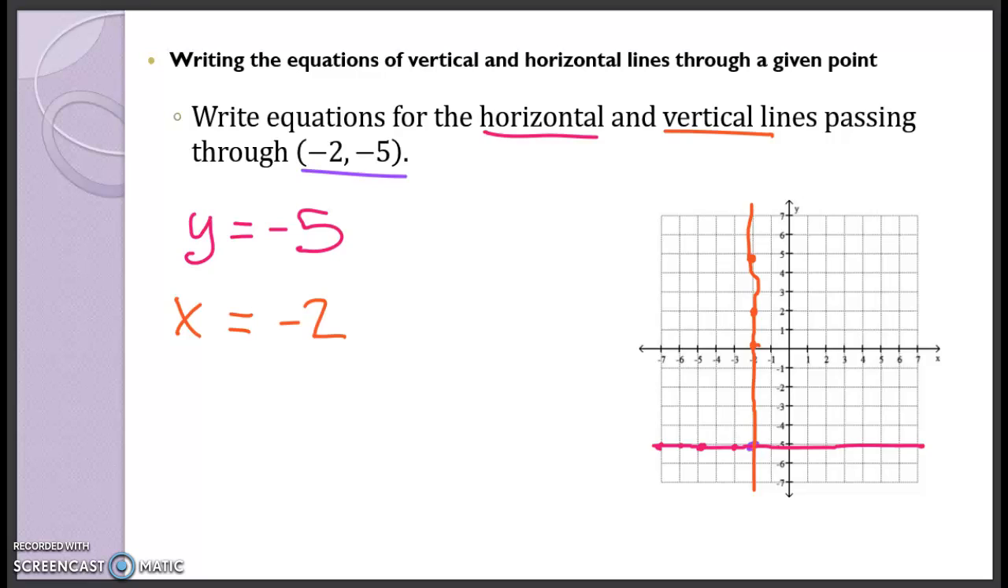If you'll notice something, x is -2, y is -5, right? So if I'm writing a horizontal line, my equation is just going to be y equals my y value. If I'm writing a vertical line, my equation is just going to be x equals the x value of that point. So, fairly simple idea here. That is the topic, writing the equations of vertical and horizontal lines through a given point.